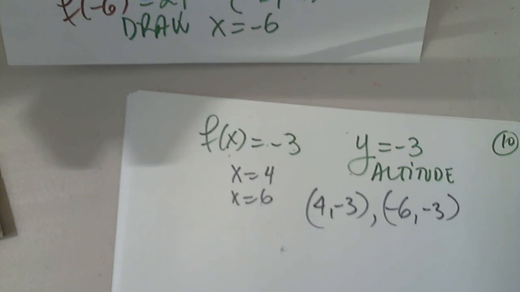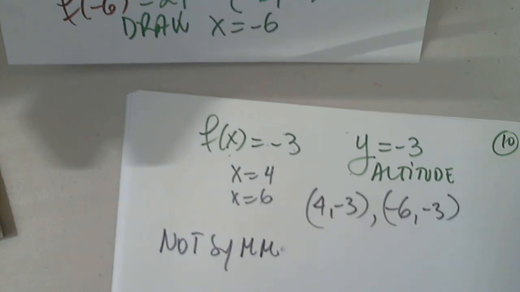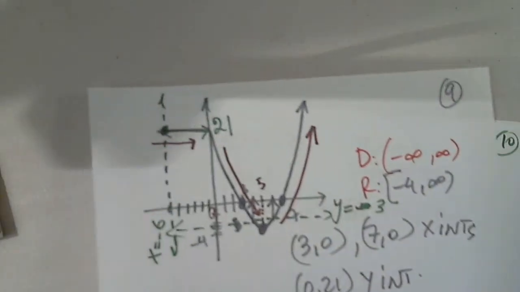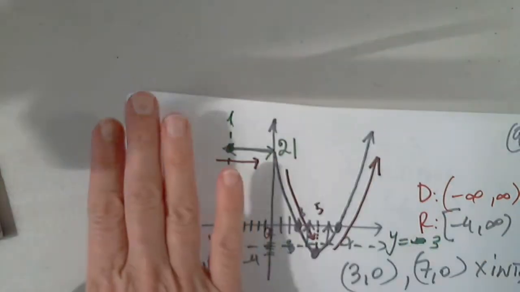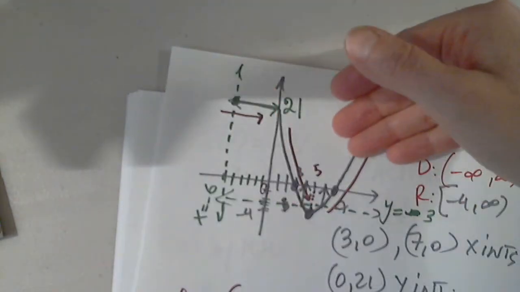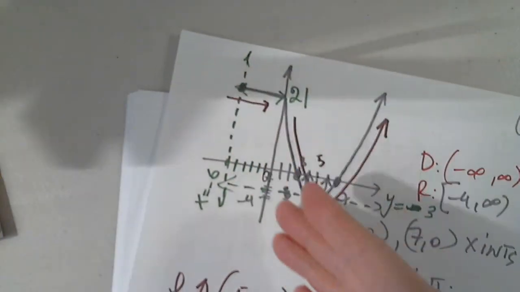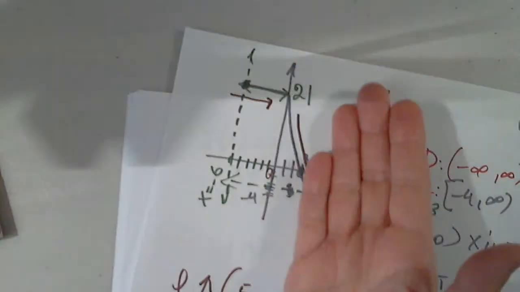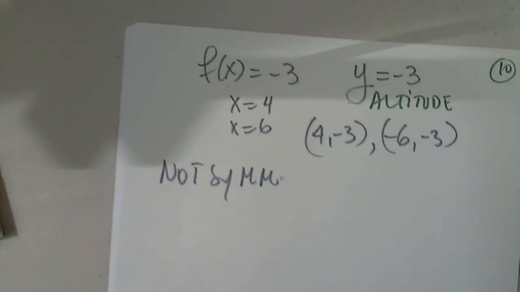And final question, is f even, odd, or none of the above? Of course it's not symmetric. Why is it not symmetric? Because symmetry requires the same graph on both sides of the y-axis, which is not the case, or the same graph across the origin, which is not the case. So it cannot be odd for the origin, and it cannot be even for the y-axis. So the function is not symmetric.